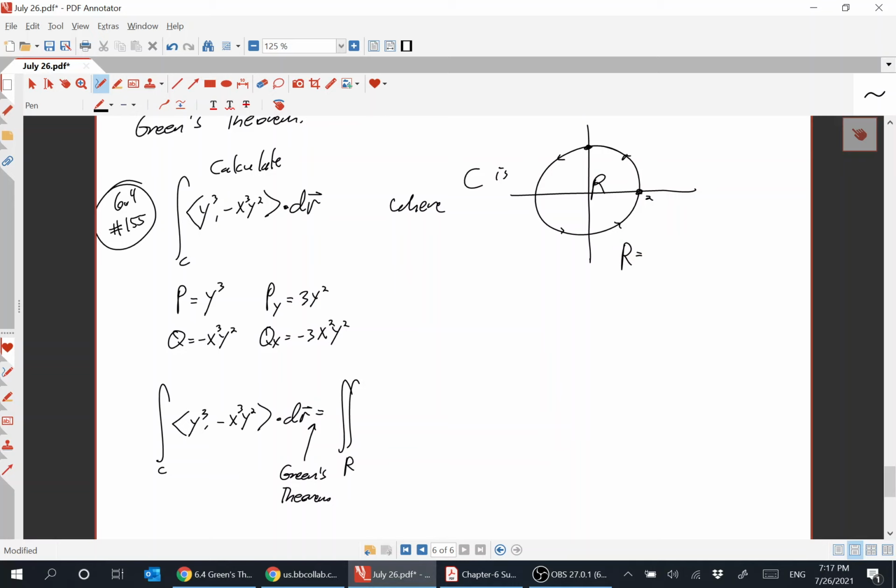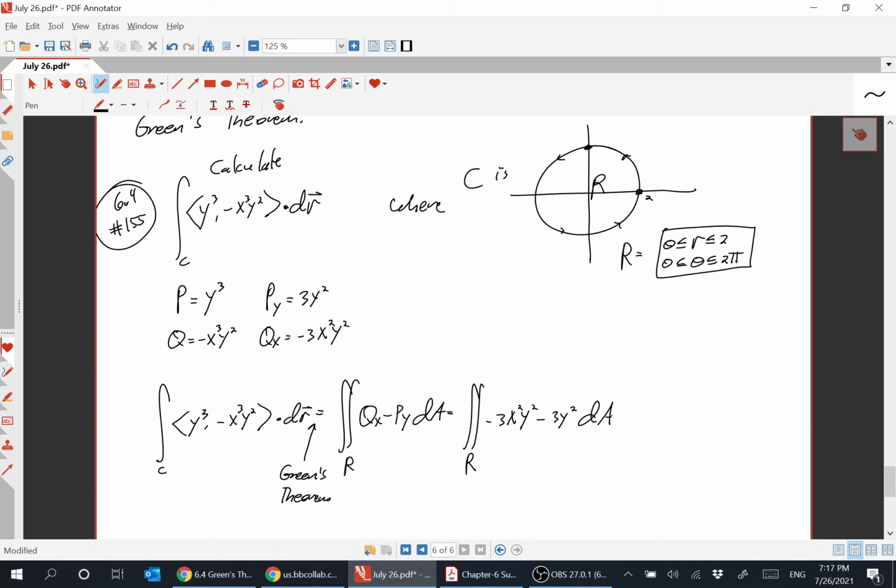Before we even get into that, obviously we're going to have to do some polar coordinates here. So that's 0 less than or equal to r less than or equal to 2, 0 less than or equal to theta less than or equal to 2 pi for the entirety of that disk of radius 2. So the double integral over R of Q_x minus P_y dA: minus 3x squared y squared minus 3y squared dA. Okay, so that's the double integral we need to calculate.